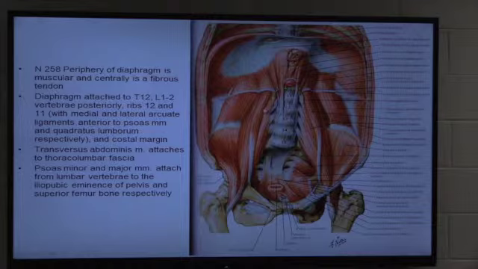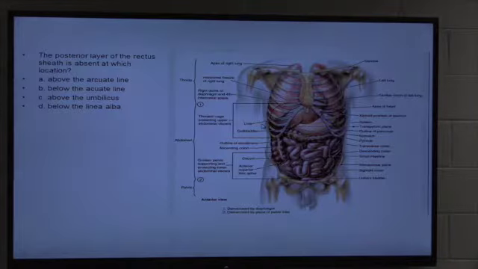The psoas major and iliacus muscles sometimes form the iliopsoas muscle, which is attached to the femur. Psoas minor is sometimes present, sometimes not. It is attached by a long tendon to the iliopubic eminence. They all help with flexion of the trunk.